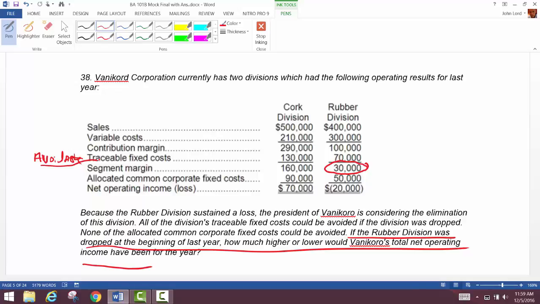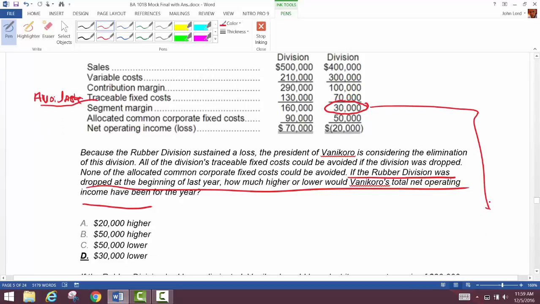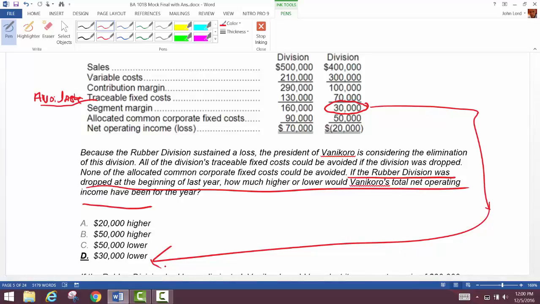And so this is really the same question as we asked before. If you get rid of a segment and it had a contribution margin before any avoidable fixed cost, then you're going to lower the overall income of the company by getting rid of that division's contribution margin, right? You get rid of the sales, of course. You get rid of the variable cost. You get rid of the traceable, avoidable fixed cost, but you don't get rid of the unavoidable fixed cost, right?